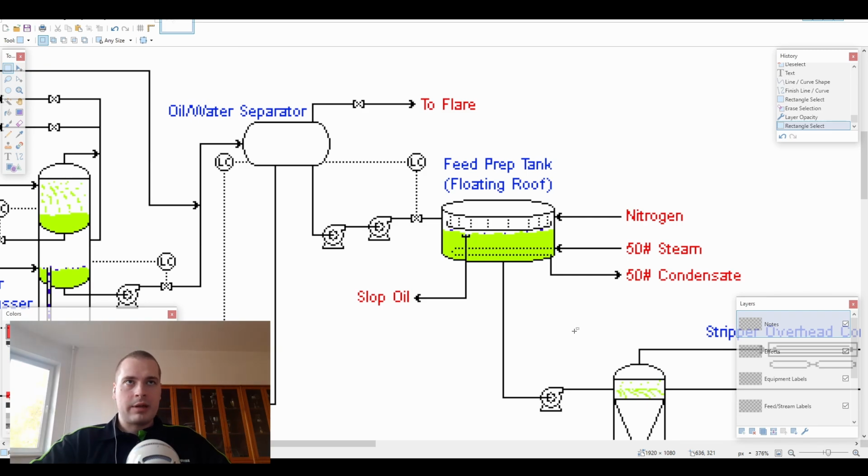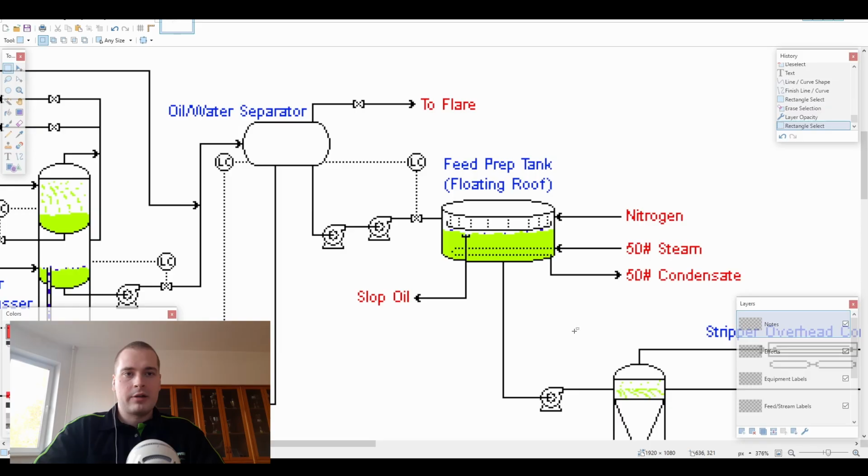Another purpose of this tank is to provide surge capacity, because at times we may have disturbances in other plants which may result in either more sour water coming in or less sour water coming in. So this tank provides that surge capacity so our next vessel doesn't run dry or overflow.